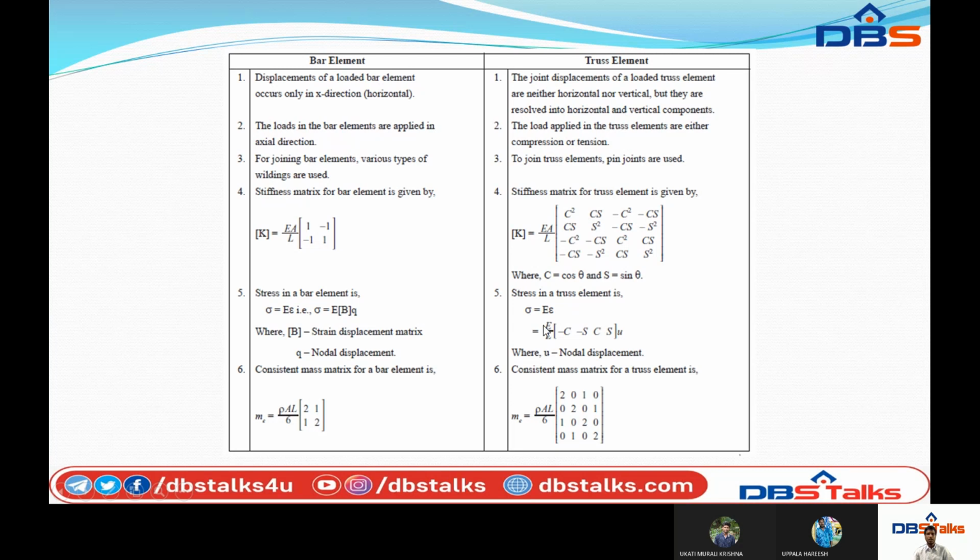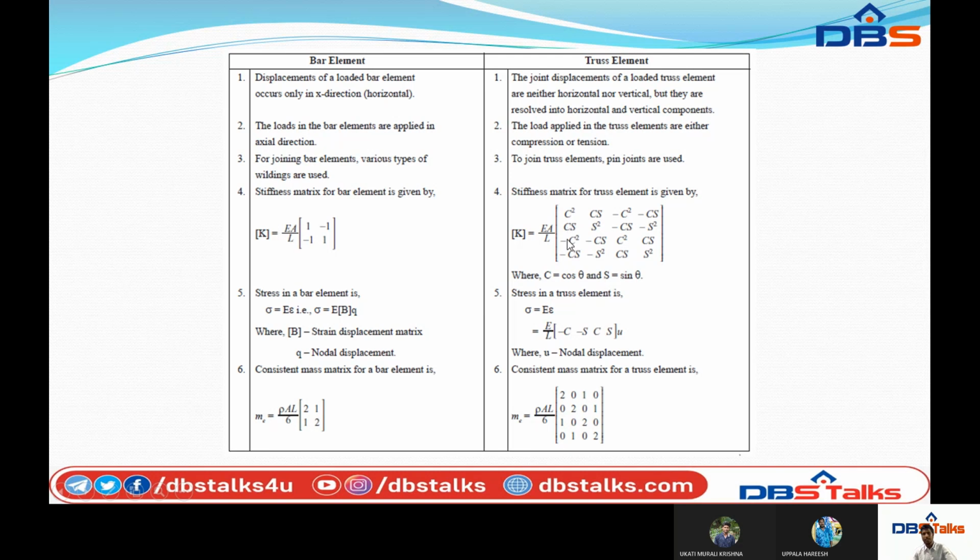In truss element, sigma equals E by L times minus L, minus M, L, M. Students, do not get confused. Some textbooks write it like L square, LM, minus L square, minus LM, M square, minus LM, minus M square. Some textbooks write it like C square, CS, minus C square, minus CS. In that case, the stress will also be written as E by L times minus L, minus M, L, M.